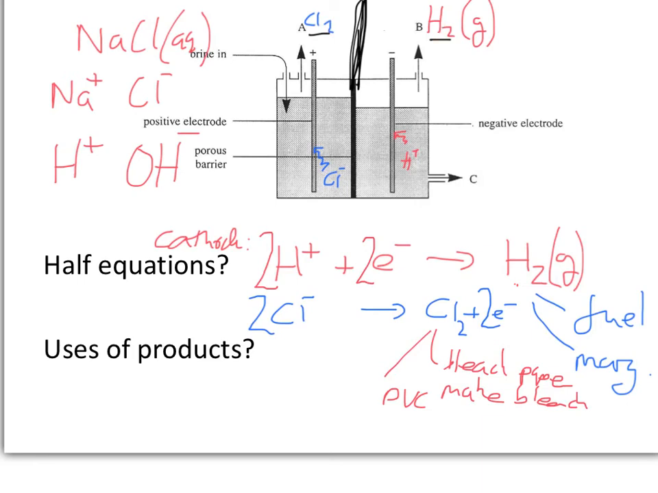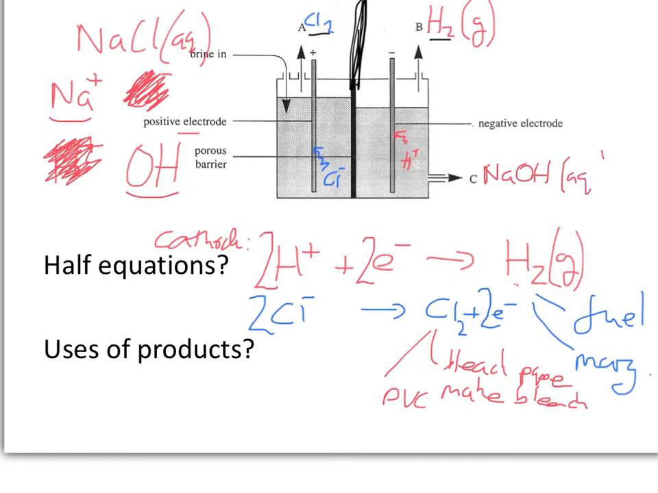Now, let's go back to the ions. We can see that chloride is reacting. So, the chloride in the solution is disappearing. The hydrogen ions in the solution are also disappearing. So what we're left with is a solution of sodium hydroxide. So what comes out at C is sodium hydroxide solution.